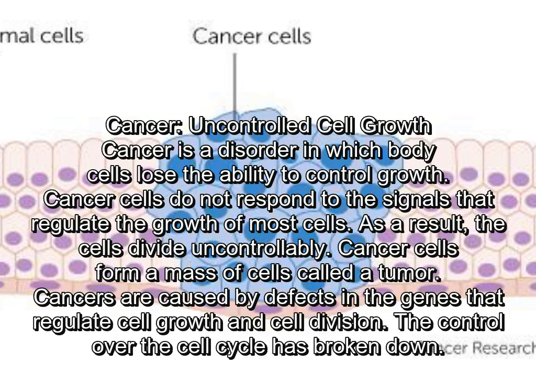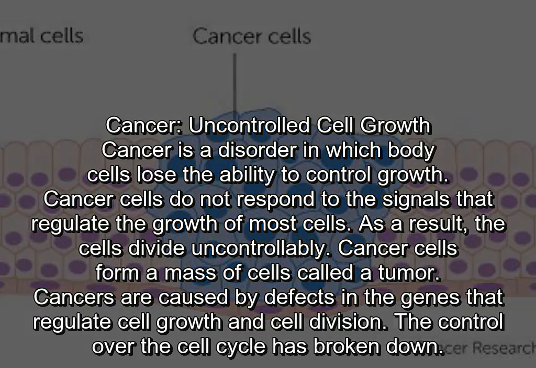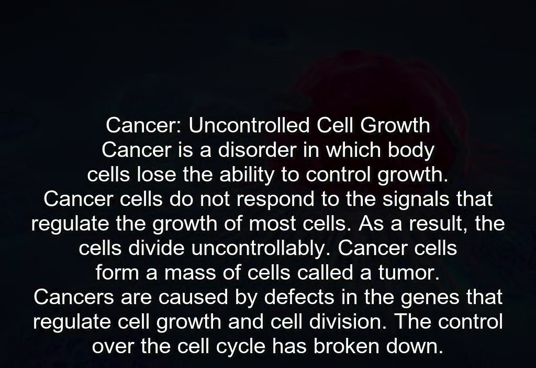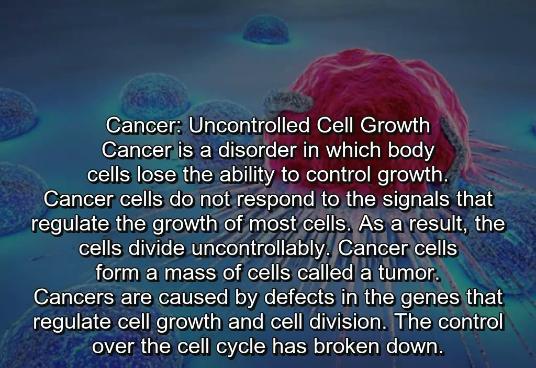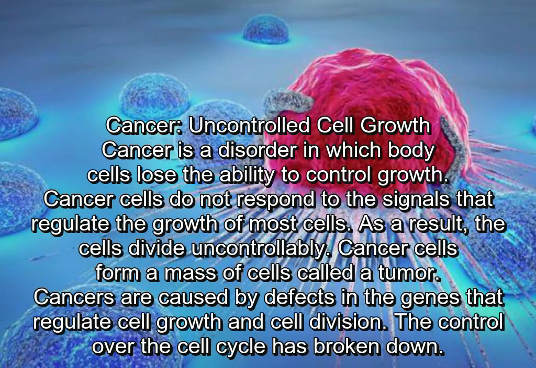Cancer. Uncontrolled cell growth. Cancer is a disorder in which body cells lose the ability to control growth. Cancer cells do not respond to the signals that regulate the growth of most cells. As a result, the cells divide uncontrollably. Cancer cells form a mass of cells called a tumor. Cancers are caused by defects in the genes that regulate cell growth and cell division. The control over the cell cycle has broken down.